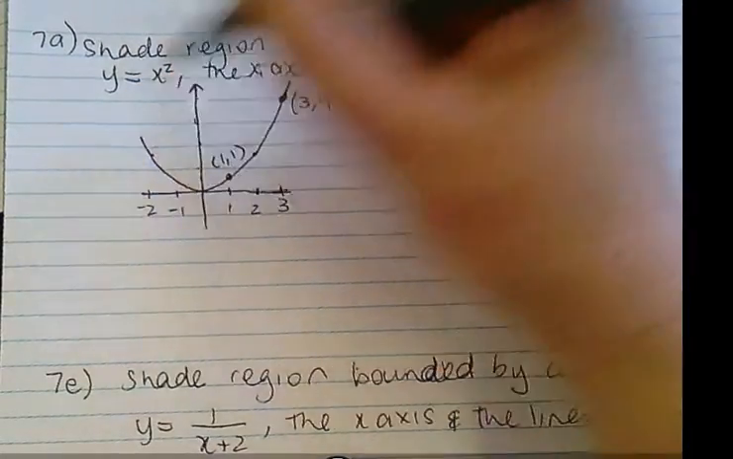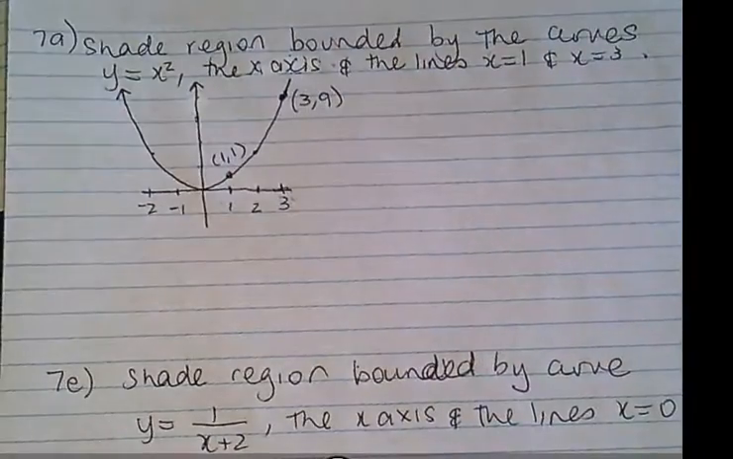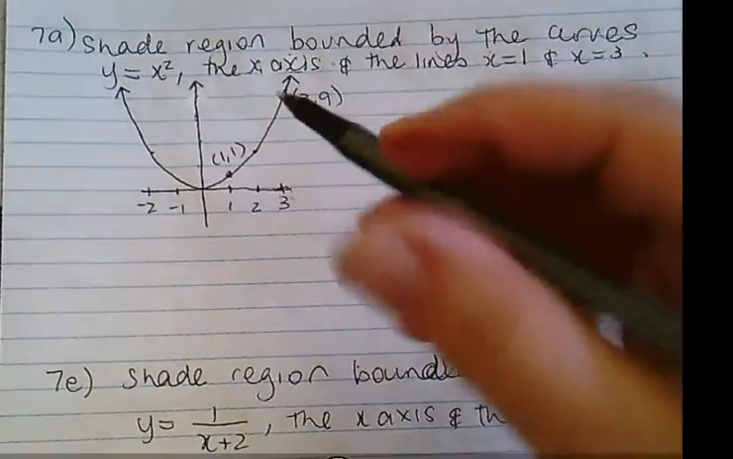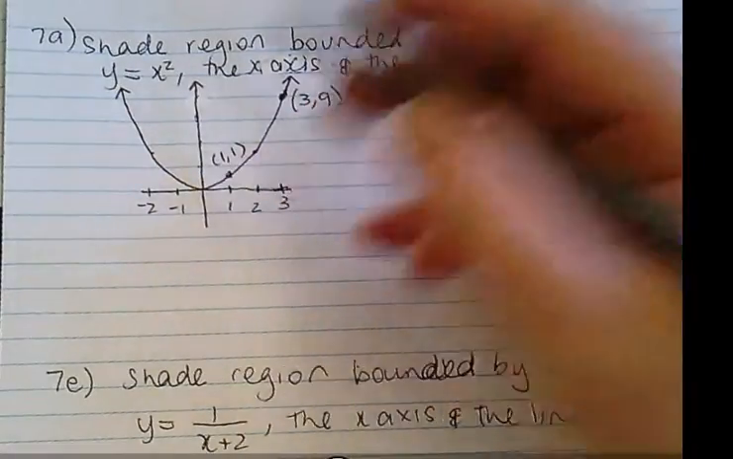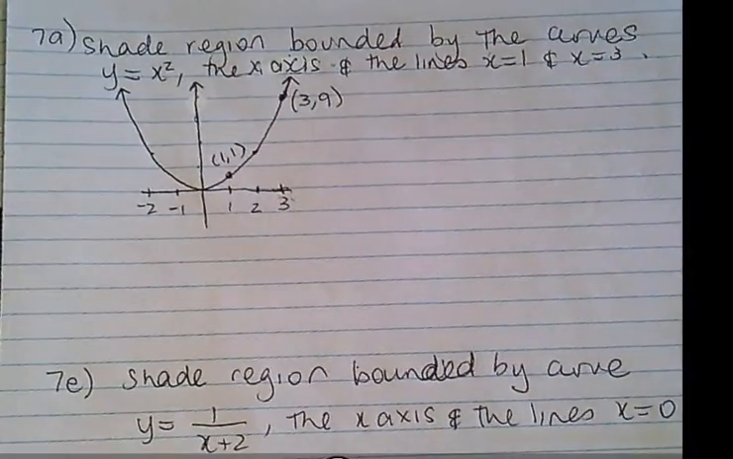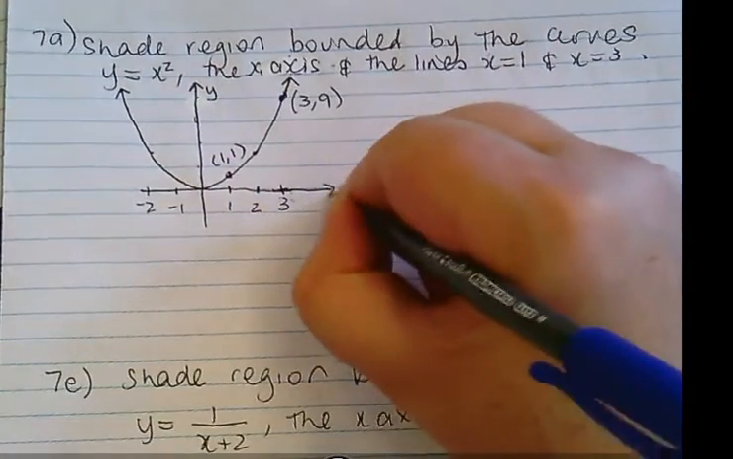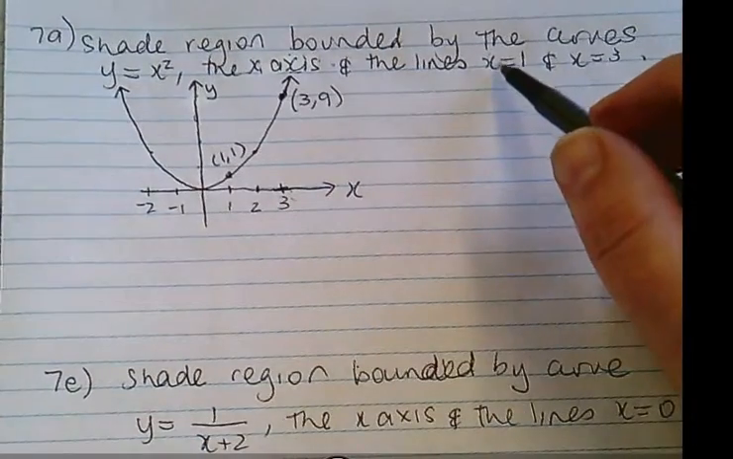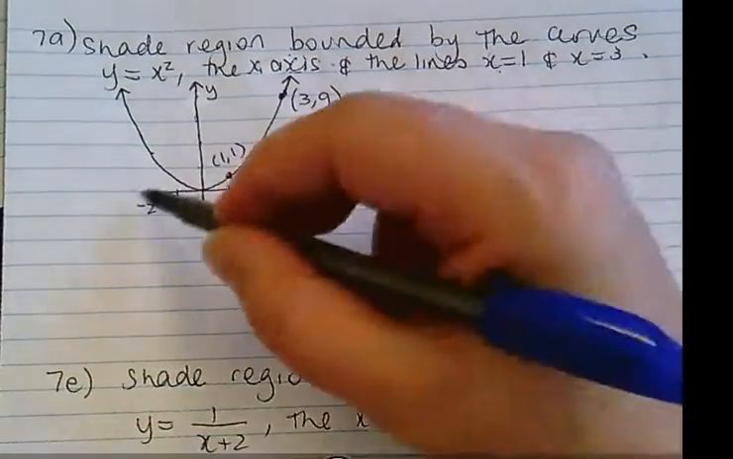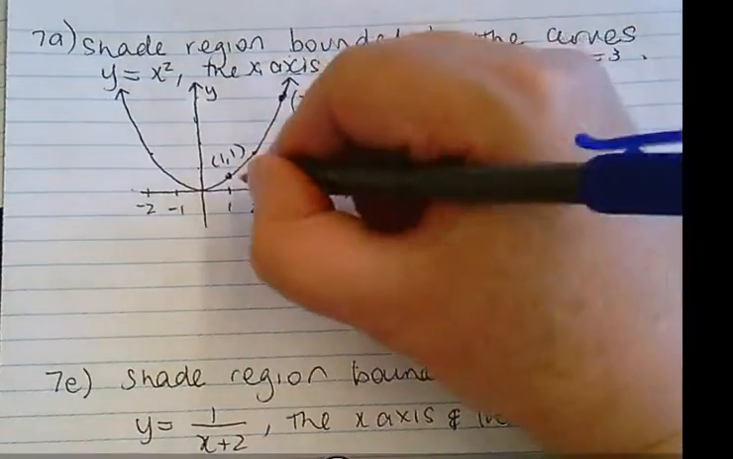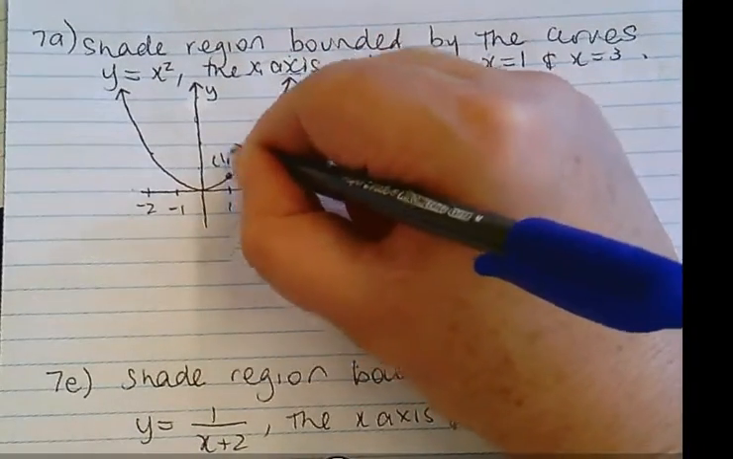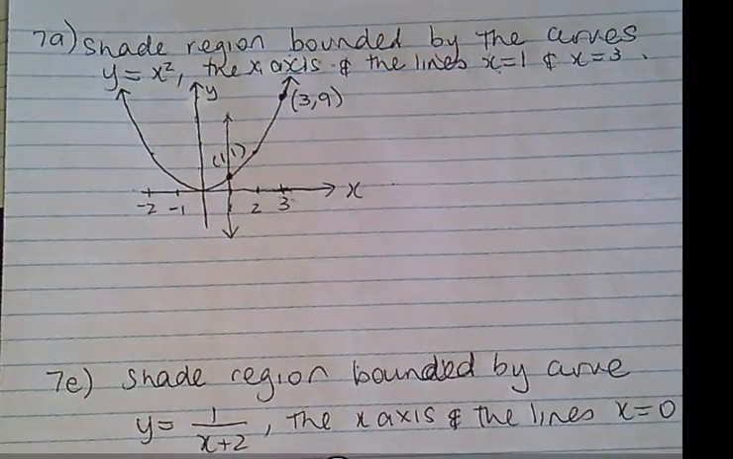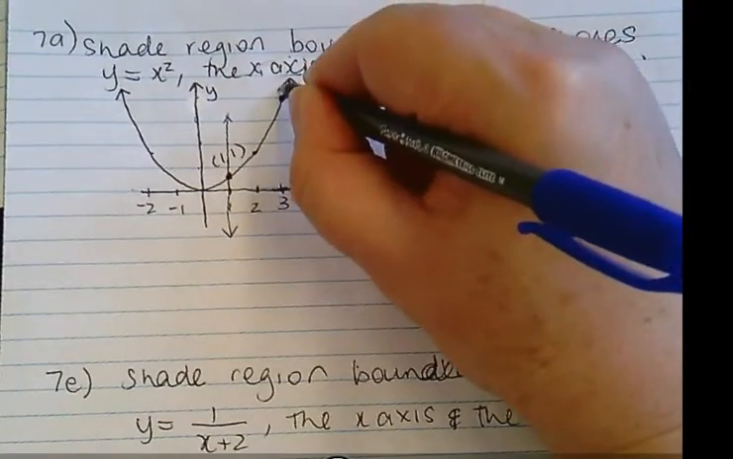Okay? Etc. So this is y equals x squared. I have indicated the values where x is 1. I did put a scale on the horizontal axis, but I didn't put a scale on the vertical axis. So I need to shade the region bounded by the curve. So I've drawn y equals x squared, the x-axis here, the line x equals 1, and this is the line x equals 3.